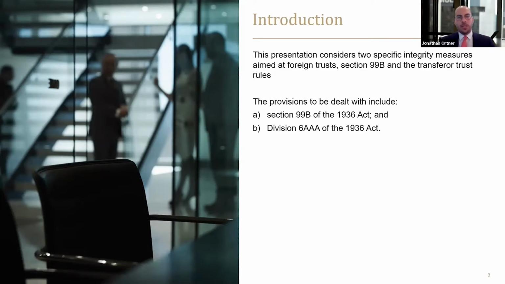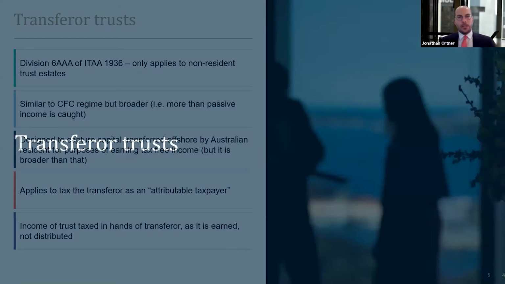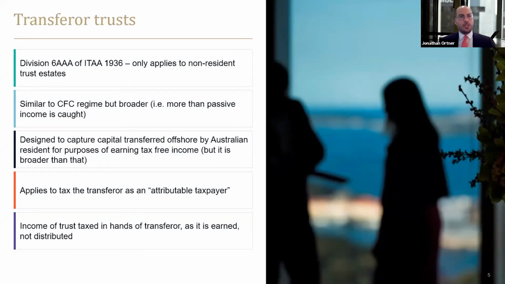So today's presentation considers 2 specific integrity measures aimed at foreign trusts. The first one in front of you, Section 99B, as Paul said, deals with the taxation of distributions received by resident beneficiaries, and Peter will talk to that a bit later on. And the transfer of trust rules under Division 6 AAA contemplate the taxation of what is called the transferor in respect of accumulated but undistributed income of a foreign trust estate. So just a bit of an introduction into these provisions.